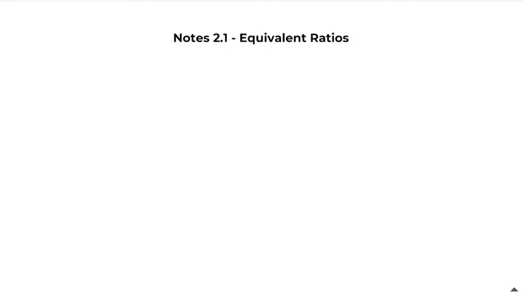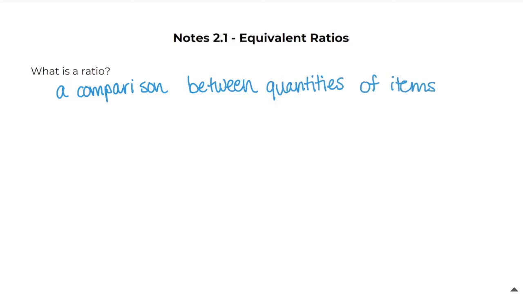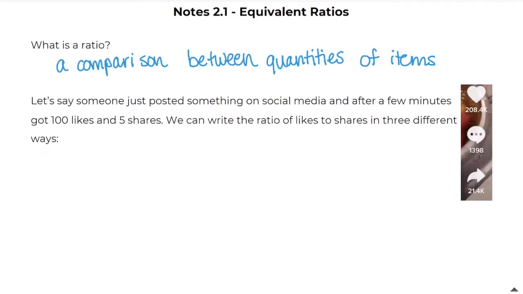Hi everyone, these are notes 2.1 on equivalent ratios, and the first thing we want to do is define what a ratio is. A ratio is just a comparison between quantities of items. I'm going to show you an example of a ratio that you might see.